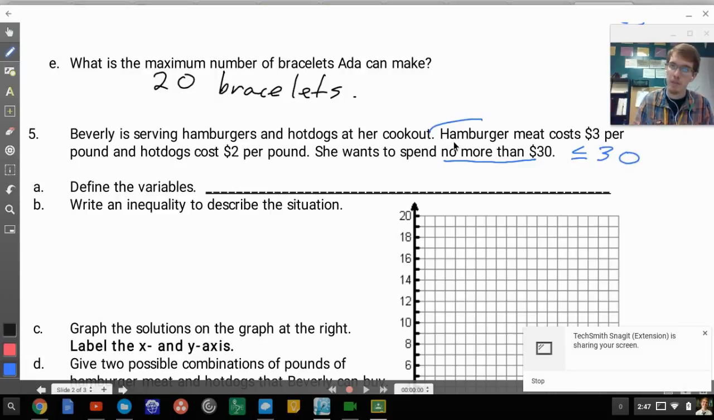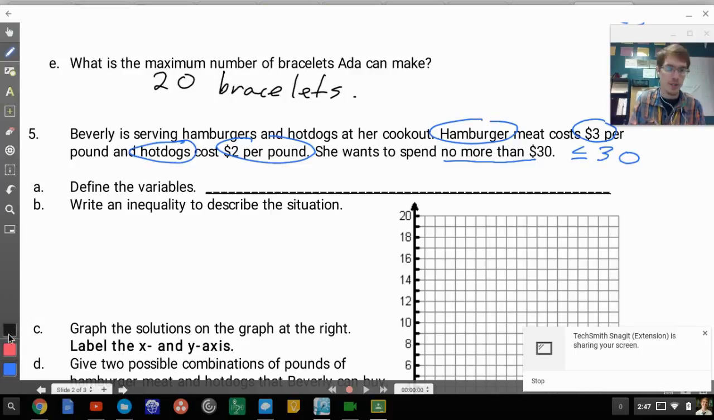Let's see, we've got hamburger meat costs $3 per pound. Hot dogs cost $2 per pound. Now, if you notice, I mark these up quite a bit because if you think about the EOC, at the end of the year, you are going to be able to mark and write on your screen as much as you want. So feel free to use highlighters. Feel free to use different colored pens or pencils to mark these things up to make sure you know the important information, the pertinent information.